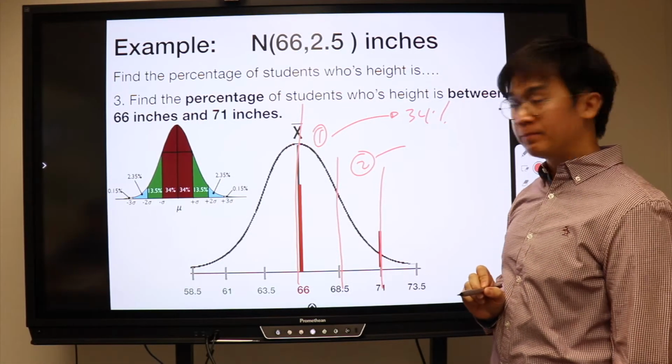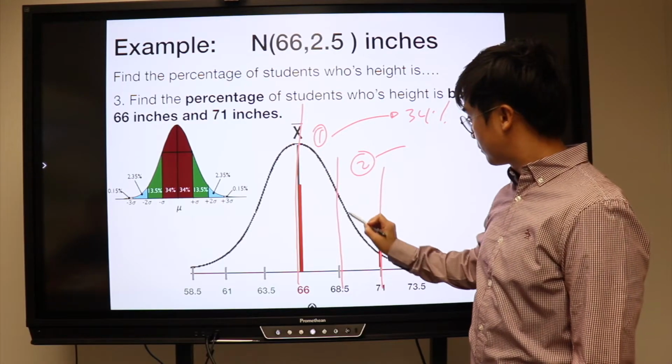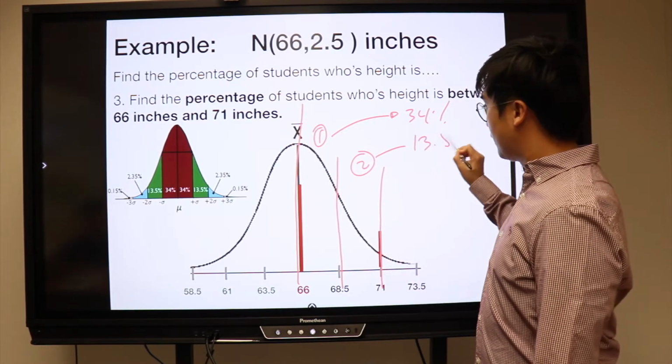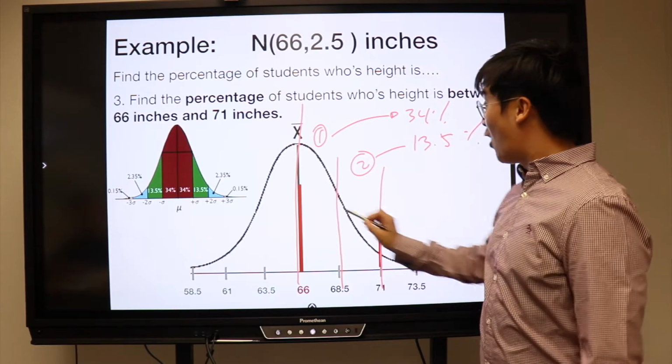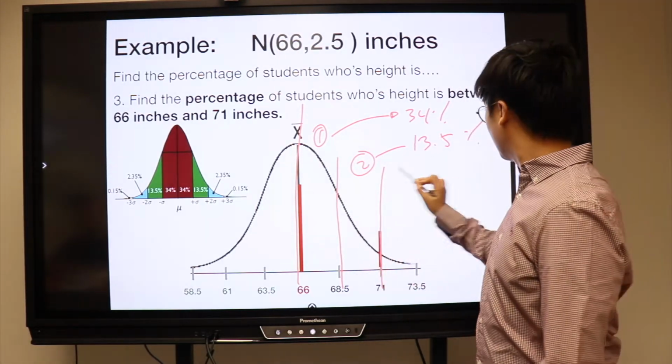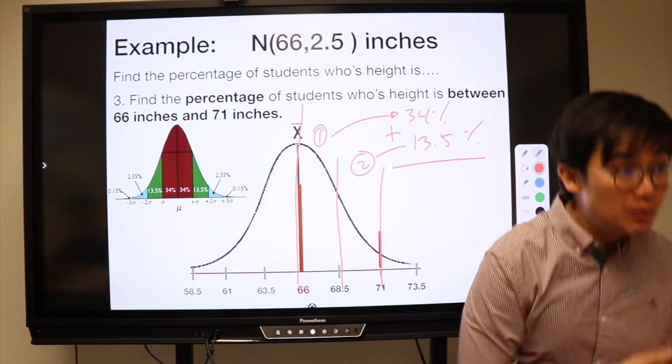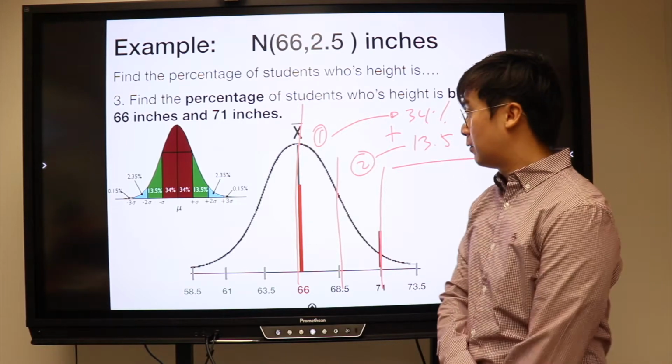13.5. 13.5%. All we need to do is add them up, and now we have the percentage. And how much is that? 47.5.